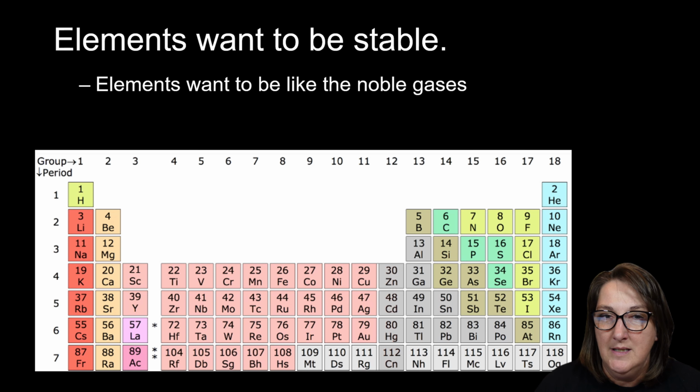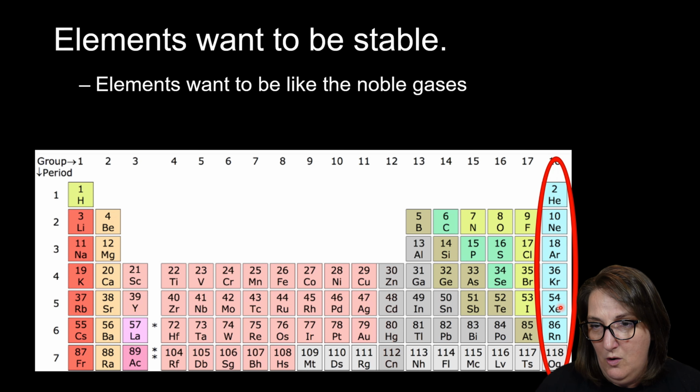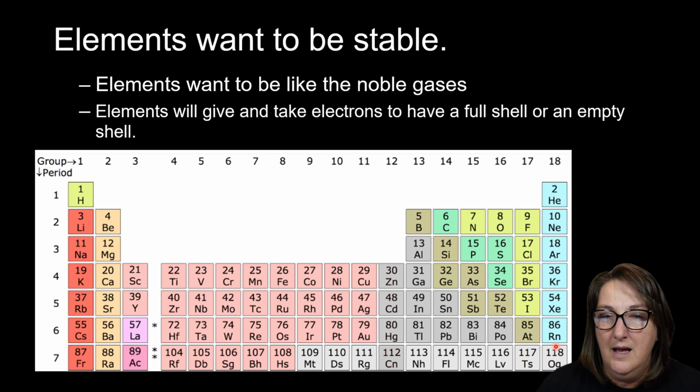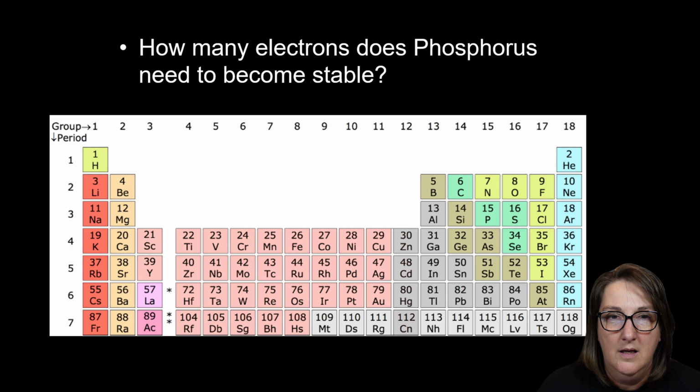So elements want to be stable. They want to be like these noble gases. So these elements are going to give and take electrons to mimic that. They're going to try to have 8 in their outermost shell. So how many electrons does phosphorus need to be stable? How many does phosphorus need to be happy?